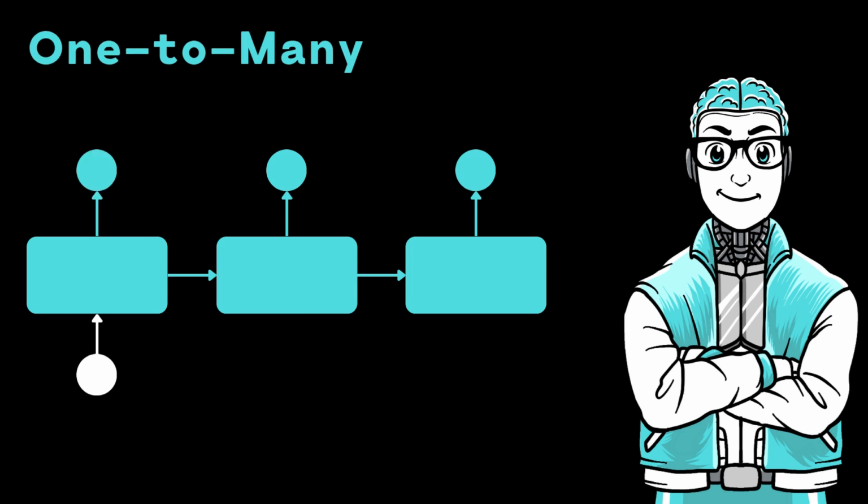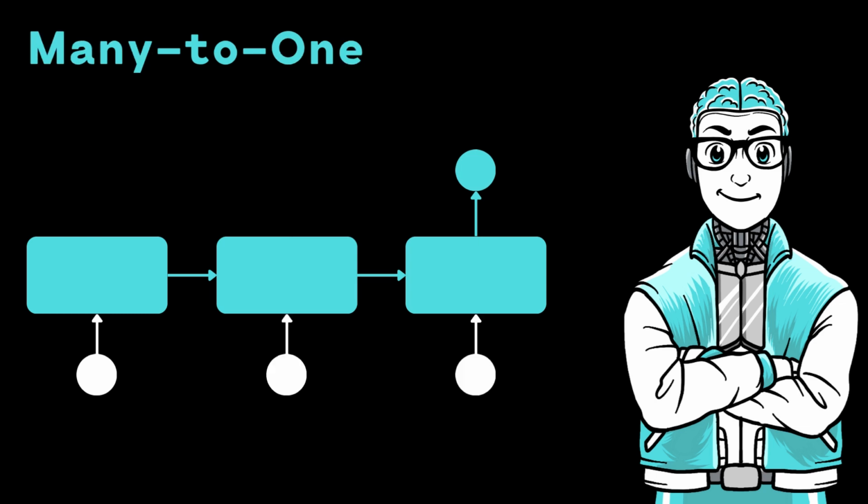Here you can see a one-to-many architecture. In this example, there is only an input in the first time step but an output occurs in each time step. Here you can see a many-to-one architecture. In this example, there is an input in each time step but an output only occurs in the third time step.